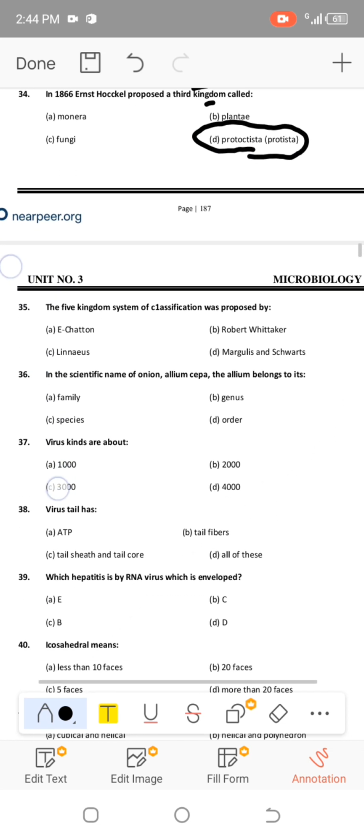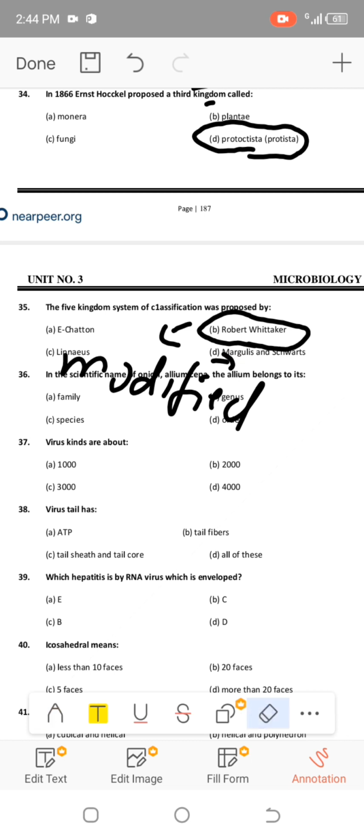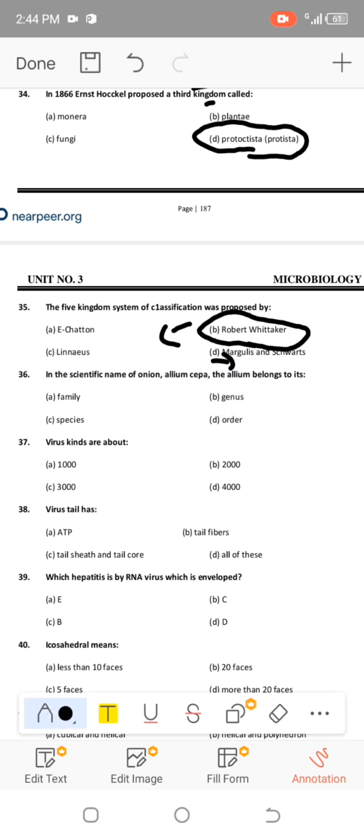Okay. Now in 35, the five kingdom classification was proposed by Robert Whittaker. However, it was modified by Margulis and Schwartz. So these are both different MCQs. Now we have question number 36. In the scientific name of onion, Allium cepa, Allium belongs to the genus.